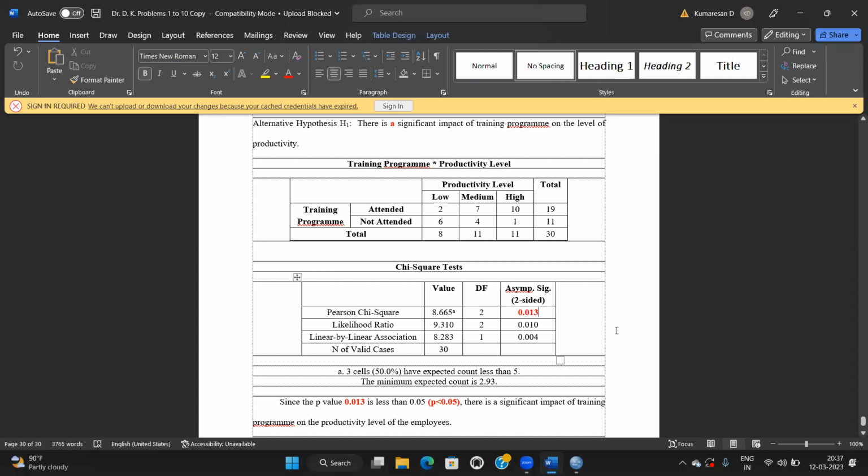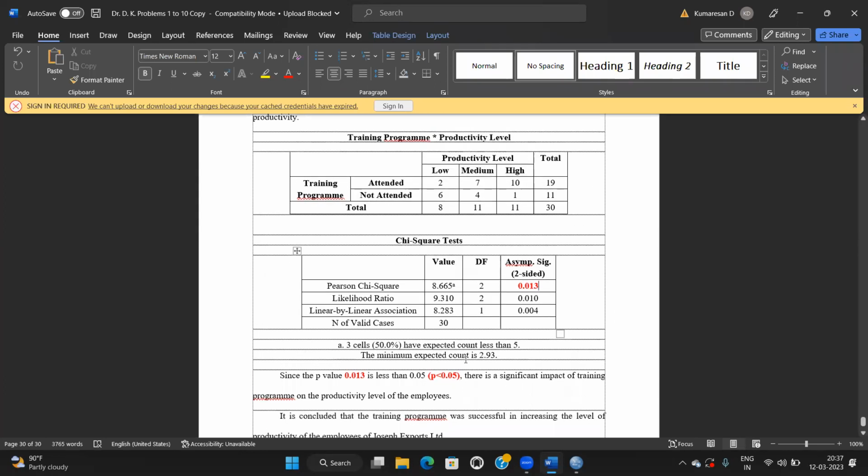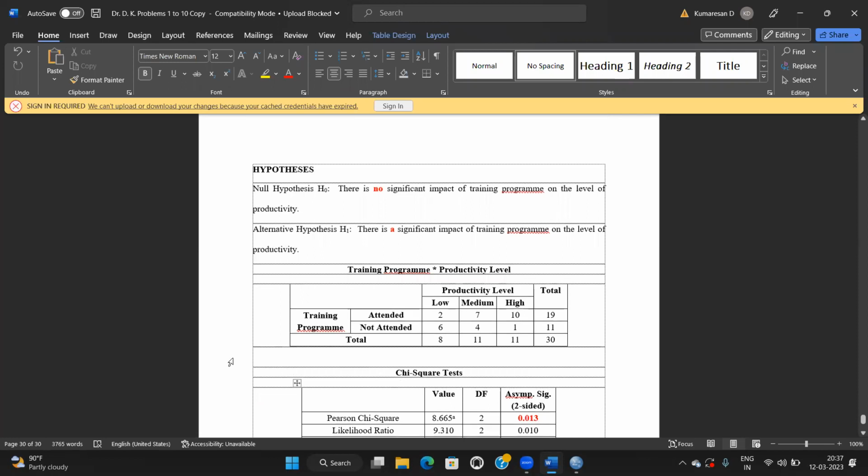0.013. What is the level of significance? Level of significance is 0.05. So we have to check whether the p-value is less than 0.05 or greater than 0.05. It is less than 0.05. If the p-value is less than 0.05, the possibility for accepting the null hypothesis is less. If the possibility is less, then reject the null hypothesis. If the null hypothesis is rejected, you can accept the alternative hypothesis.